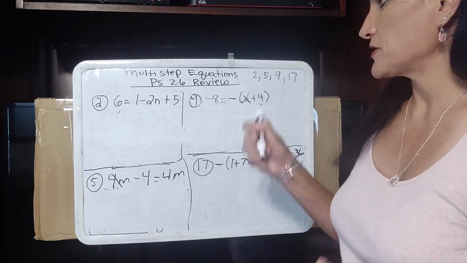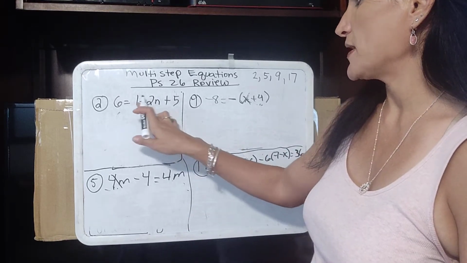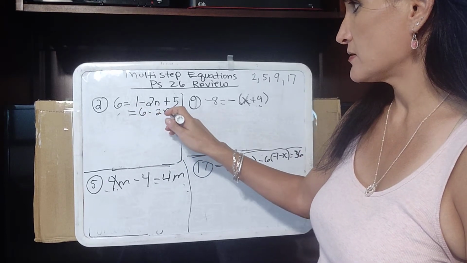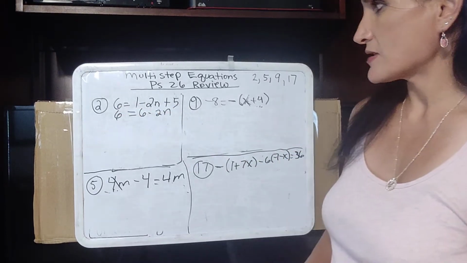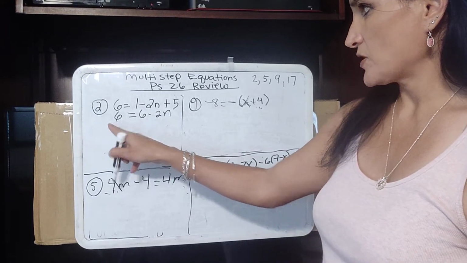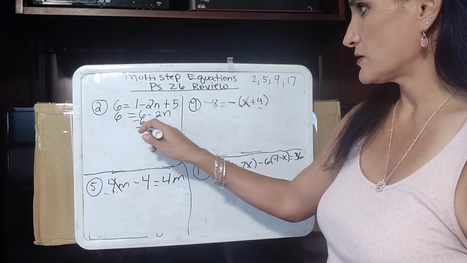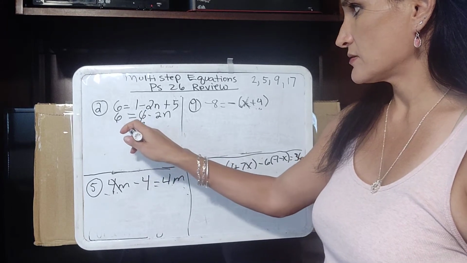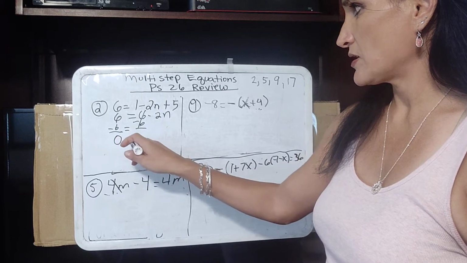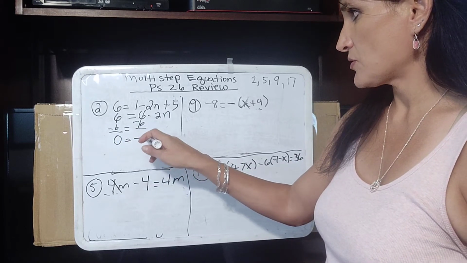So the first thing we want to do is combine your like terms. So the 1 and the 5 becomes 6 minus 2n. 6 equals 6 minus 2n. We then want to put the constants on one side, so we're going to move them to the left, cancel that out, and we're going to end up with 0 equals negative 2n.